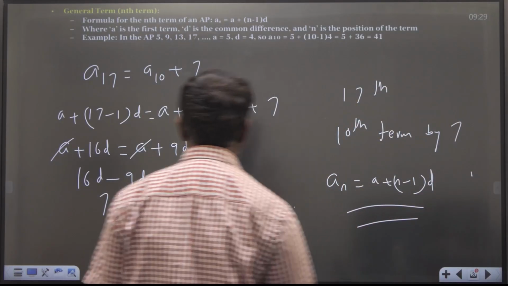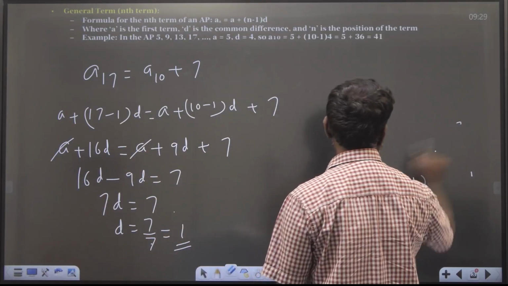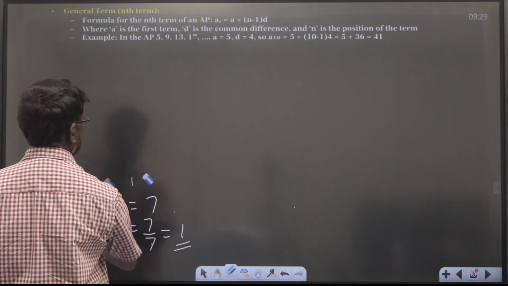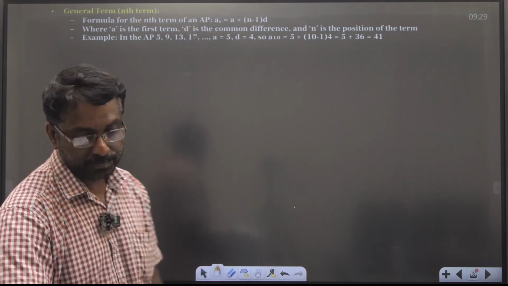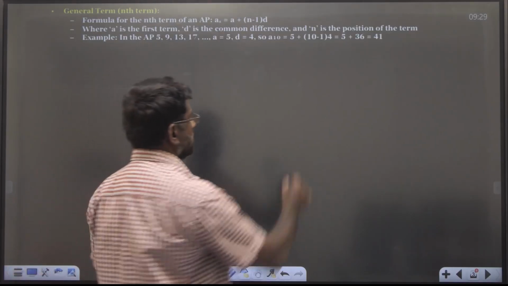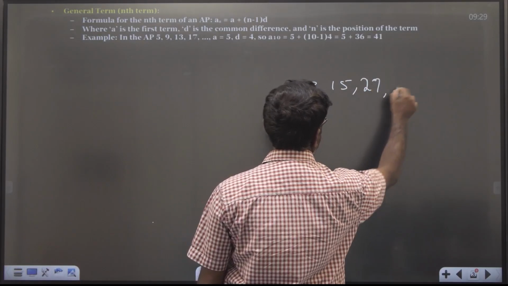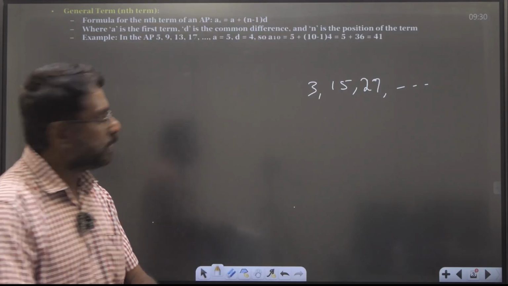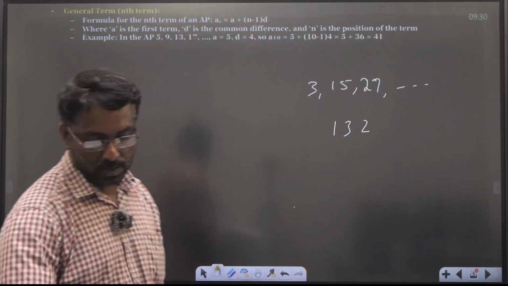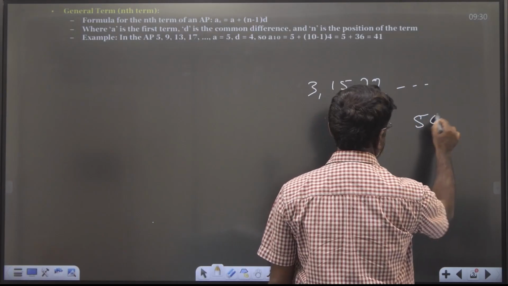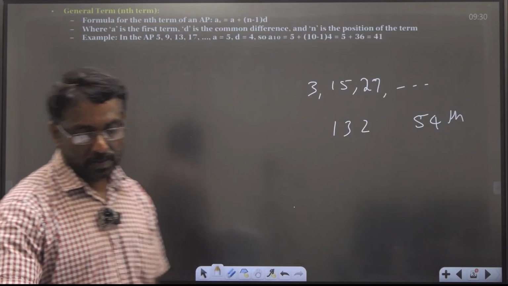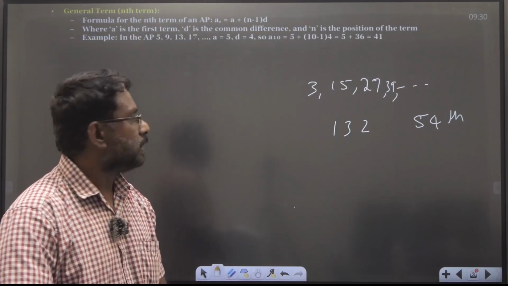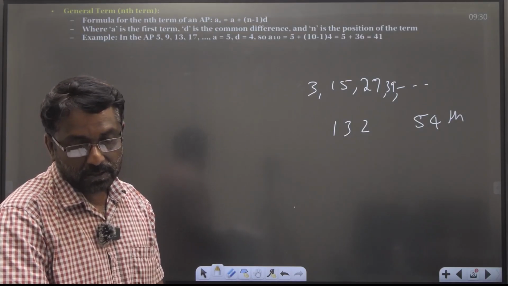Another question. Which term of the AP 3, 15, 27, 39, etc. will be 132 more than its 54th term?